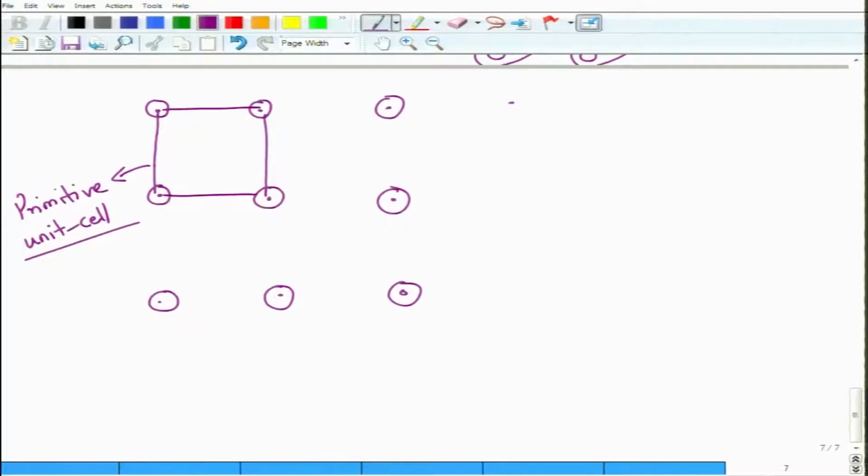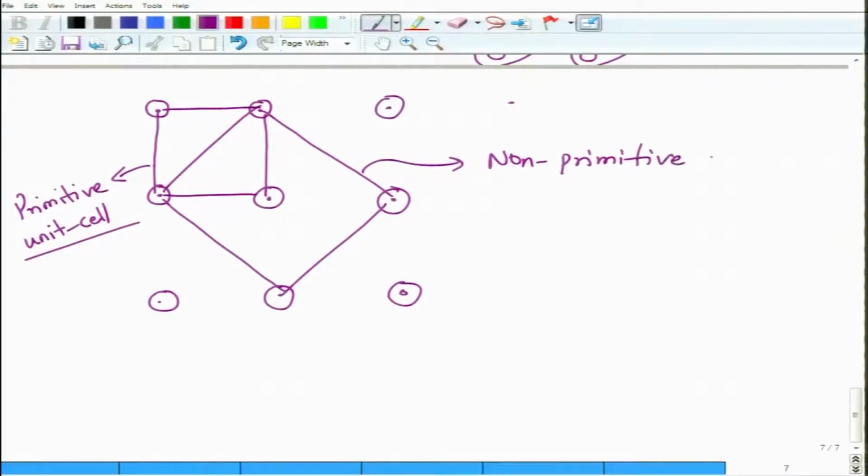Now, if I can draw a bigger unit cell which is also repeatable in space like this, right. How many atoms does it have? It has 2 atoms. So, this is called a non-primitive unit cell, in this case of second order. Okay. You can go higher and higher. Things are simple when you have just one atom. Things become a little complicated when you have more than one atom.